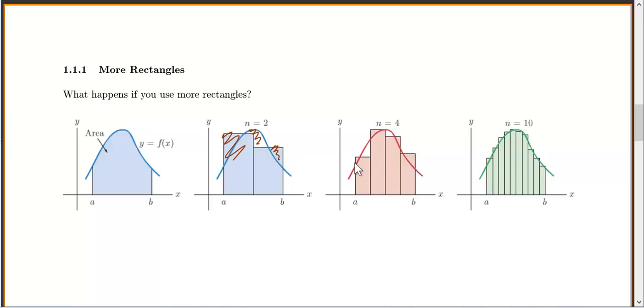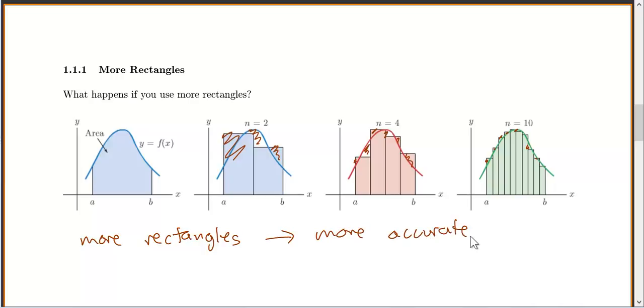But if they do 4 rectangles, now they're not off by actually as much. They're a little bit closer. And if they do 10 rectangles, they're even closer. In fact, now here they're really quite close, right? If they did 20 rectangles, they would be even closer. So if you want to be more accurate, you do more rectangles. So more rectangles means that you are more accurate.